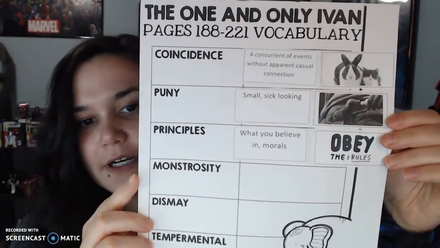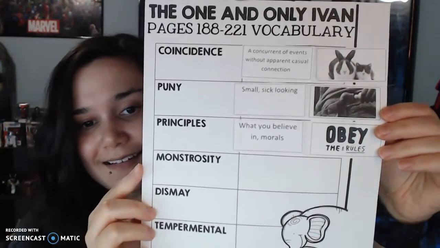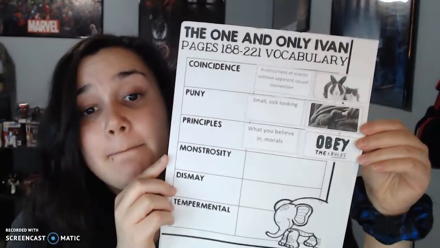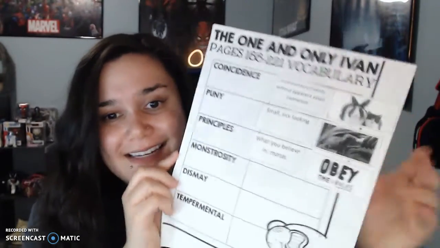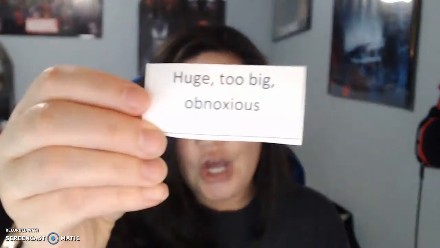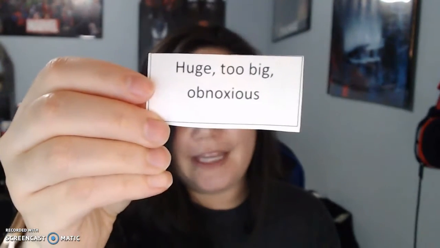The next word is monstrosity. Say it out loud. Monstrosity. What does monstrosity mean? Can you guess? Well, if you said anything along the lines of huge, too big, or obnoxious, you would be right. Let's glue the definition down.